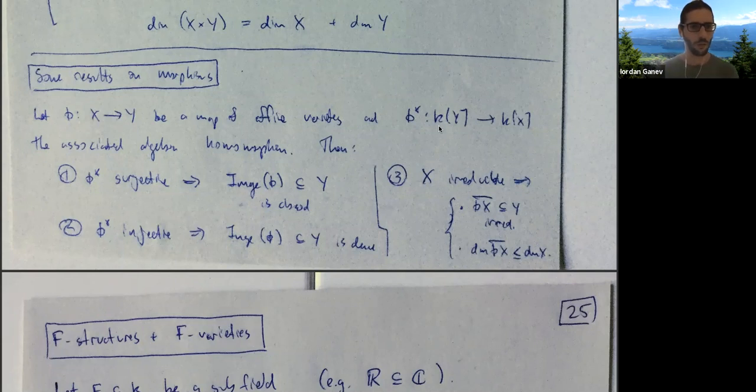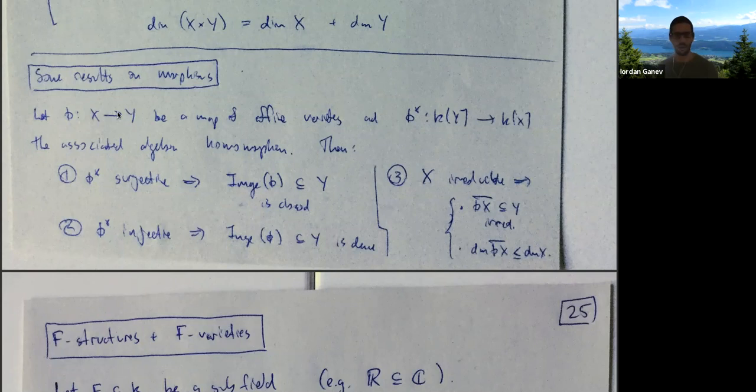Then we have the following results. First of all, if the map of algebras is surjective, then the image of phi inside Y is closed. So here is another example of this dictionary. This algebraic property of the map of algebras being surjective translates into a geometric property, namely the image of this map is closed. On the other hand, if this algebra homomorphism is injective, so its kernel is just 0, then the image of the geometric map is dense.